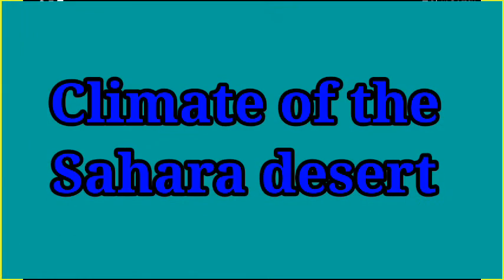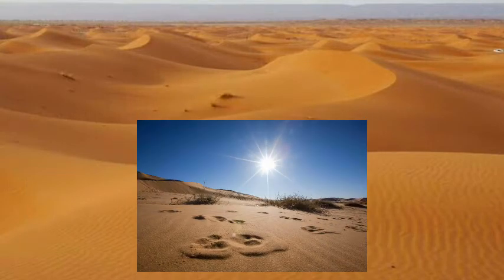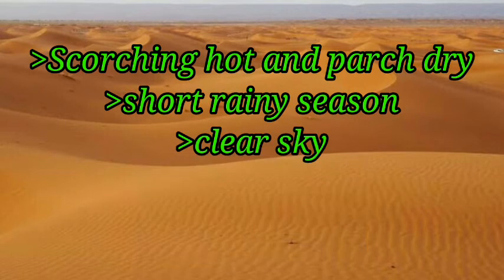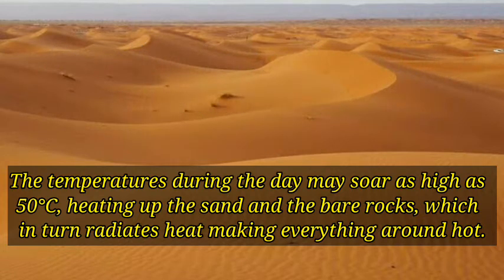Climate. Now we'll discuss what kind of climate there is in the Sahara Desert. As we have discussed, this is a hot region, so the temperature is very high. The climate of the Sahara Desert is scorching hot and parched dry. It has a short rainy season. The sky is cloudless and clear. Here the moisture evaporates faster than it accumulates. Days are unbelievably hot. The temperatures during the day may soar as high as 50 degrees Celsius, heating up the sand and the bare rocks, which in turn radiate heat, making everything around hot.